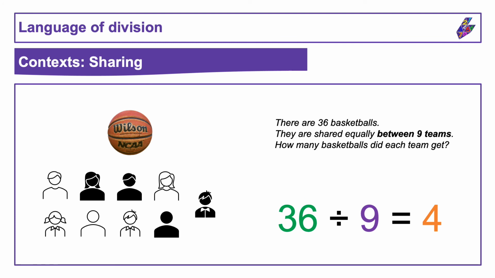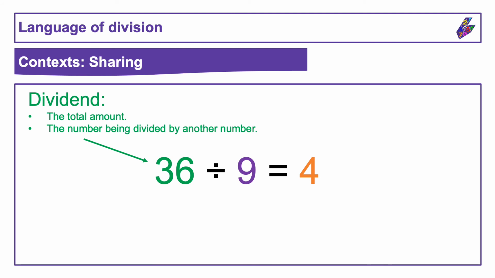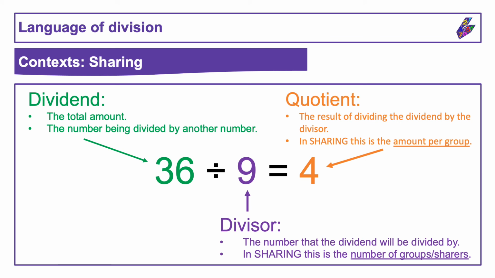As before, if we stay with the sharing context, but instead of 4 teams, we have 9 teams, we can see that 36 basketballs shared between 9 teams gives 4 balls per team. The dividend is the same, 36. The divisor is now 9 because we're dividing the 36 balls between the 9 teams, and the quotient is 4 because the result of this division is that they get 4 basketballs per team.